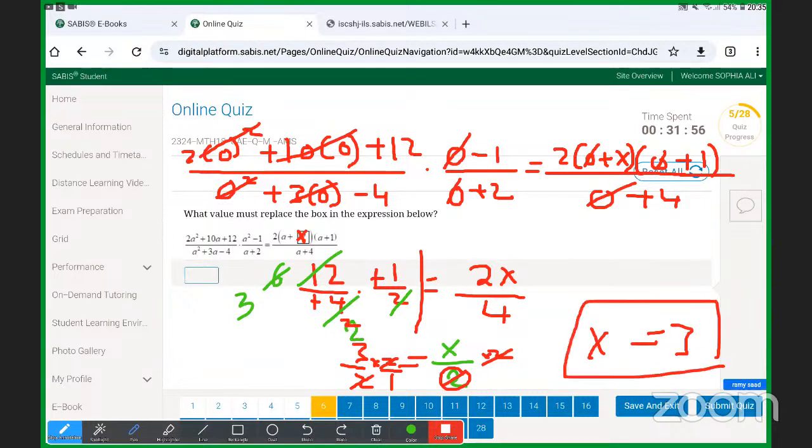This is the answer. Before you erase it, I need you to copy what I'm doing here in your paper. Okay.